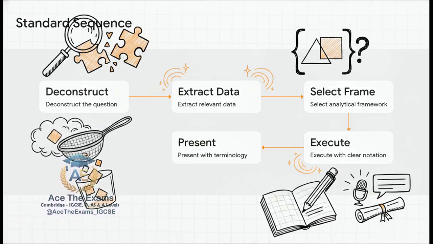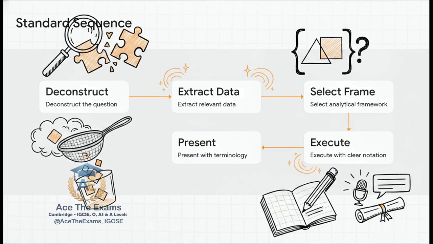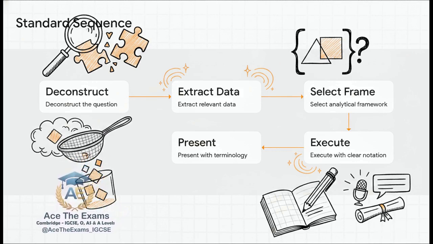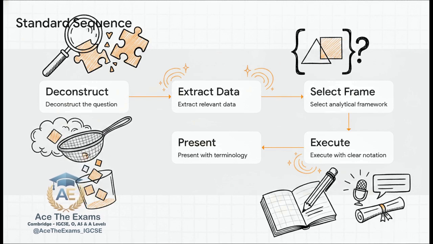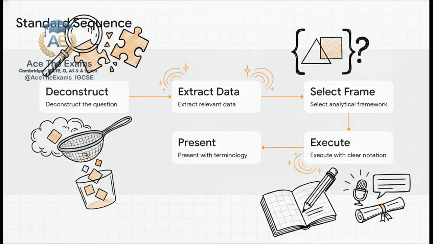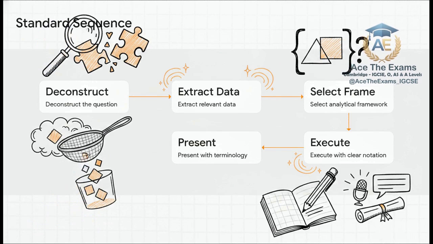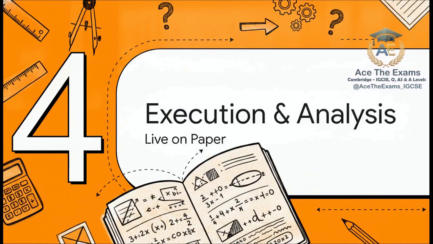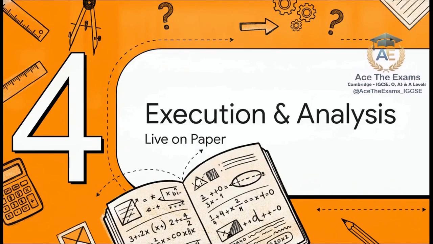Step 3. Select your analytical framework. Are we using the factor theorem or remainder theorem here? Step 4. Execute with clear notation. No sloppy handwriting, no skipped lines. Step 5. Present with proper terminology. This systematic progression is what the examiners called professional skills in their rubrics. Let's push into Section 4, execution and critical analysis.